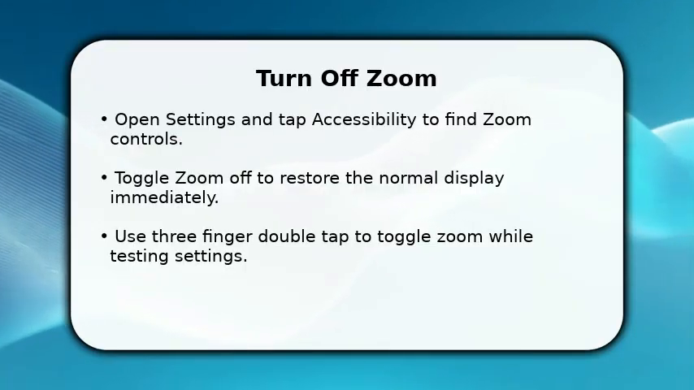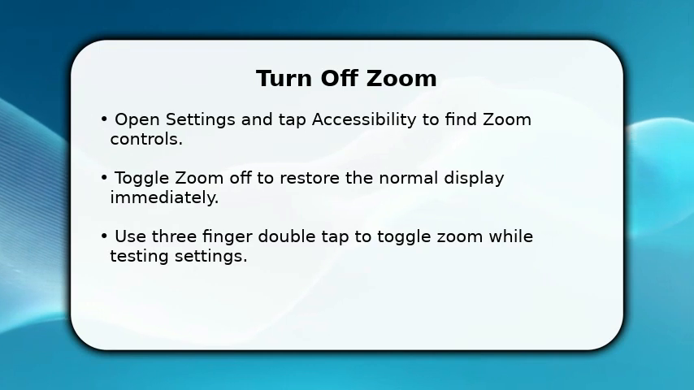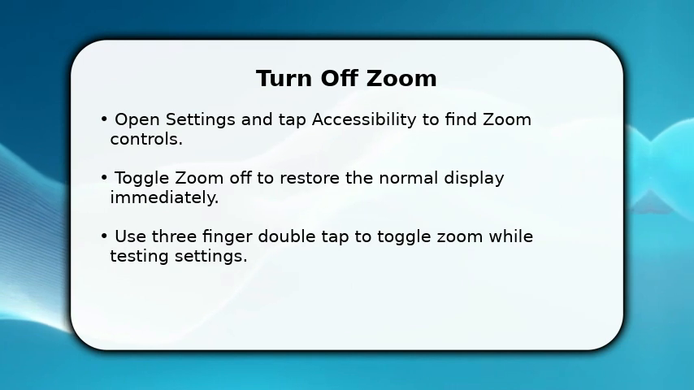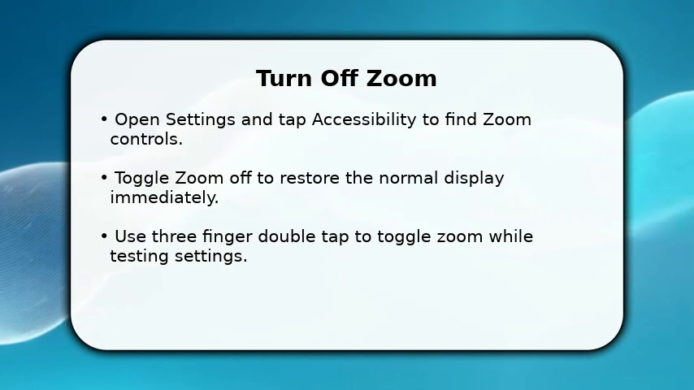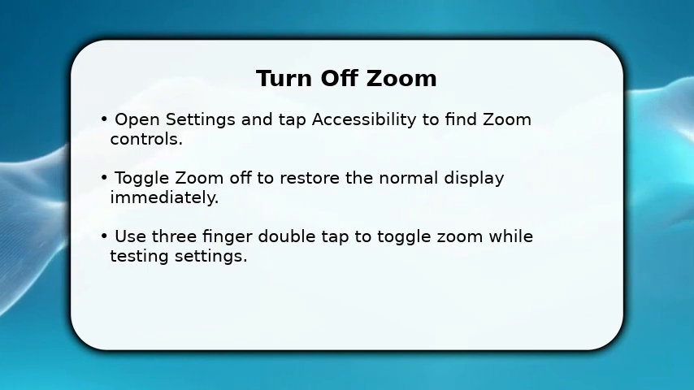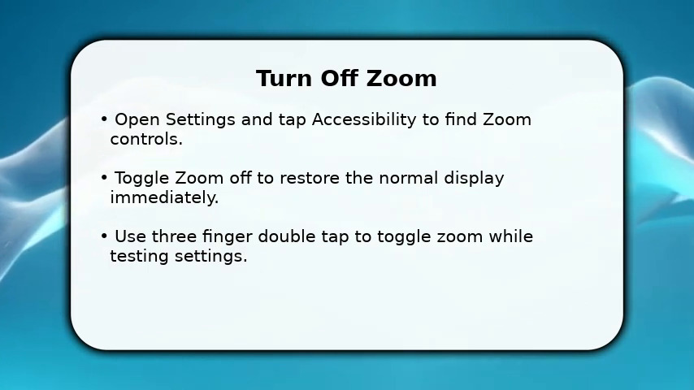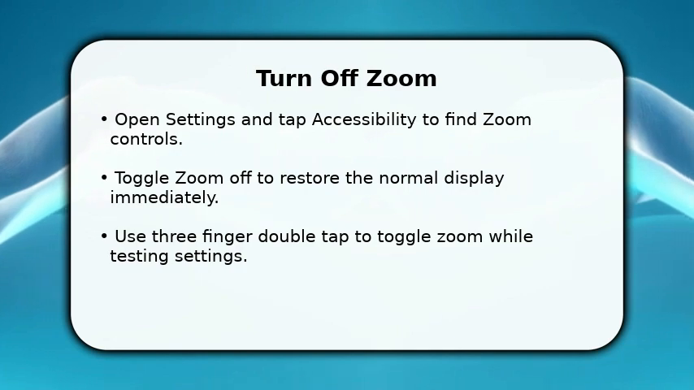In this video, I will show how to remove zoom in iPhone. Open Settings, tap Accessibility, then Zoom, and toggle zoom off to return to normal view. If your screen is stuck zoomed, use 3-finger double tap to quickly toggle zoom while you follow these steps. I will also show how to adjust zoom region, maximum zoom level, and useful shortcuts so you can fix this fast and avoid accidental zoom.